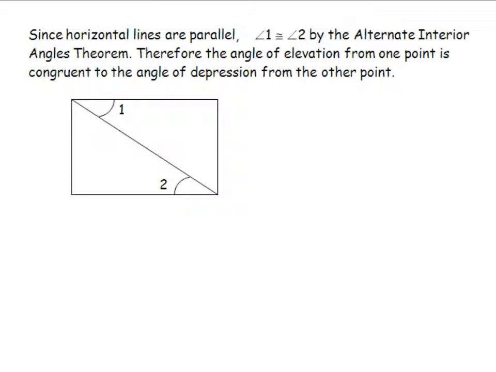So as stated before, we have horizontal lines, and horizontal lines here are parallel. And once they're parallel, I know that angle 1 and angle 2 are going to be congruent because they form the alternate interior angles. So by the alternate interior angle theorem, angle 1 is congruent to angle 2. This allows us to say that anytime you're working with an angle of depression and an angle of elevation, they are going to be the exact same measurement since they are congruent to each other.